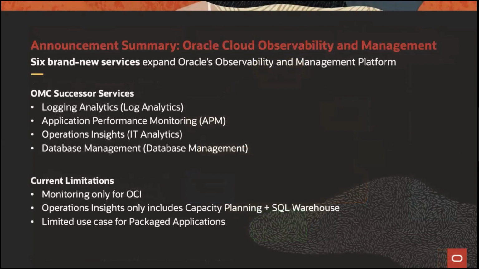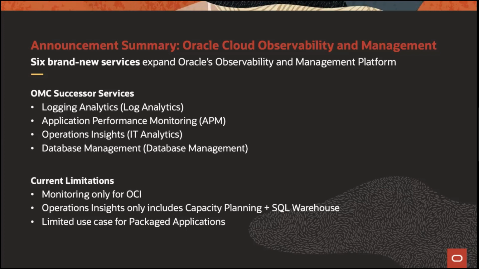So these successor services include logging analytics, application performance monitoring, operations insight, and database management. And in parentheses, you see the OMC suite that they correspond to. So on the left is the observability management tool, and on the right is the OMC tool. But they're going to pull the relevant OCI specific telemetry from the OCI services, and then directly gather other data from outside of OCI to combine them and provide the same unified view we have in OMC.